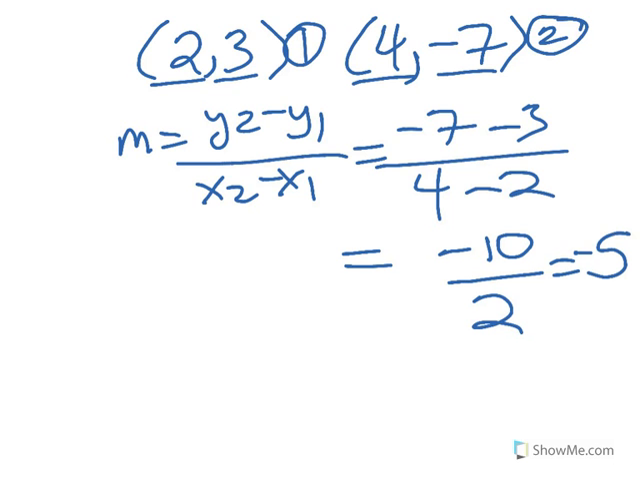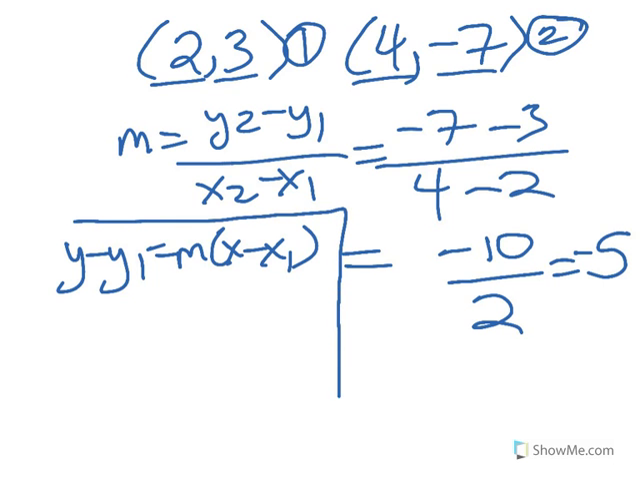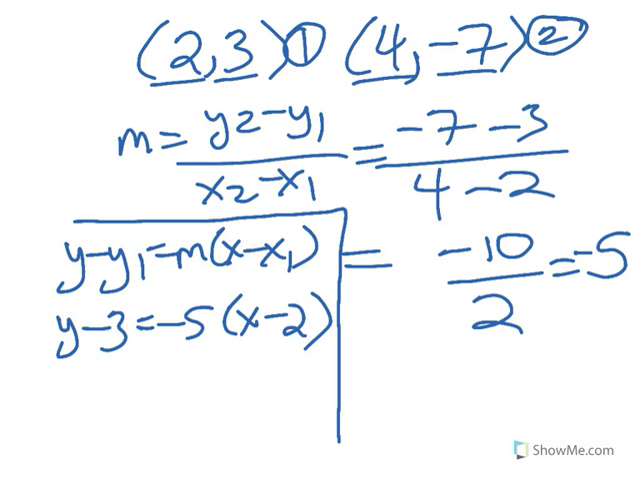Now we have all that we need. We actually have 2 possible correct answers to choose from. Remember that our formula, y minus y1 equals m times the quantity x minus x1. So we could have y minus 3 equals negative 5 times the quantity x minus 2. That's what we would get if we used the first point for our x1, y1.